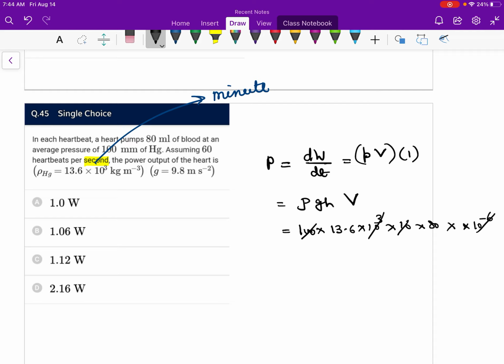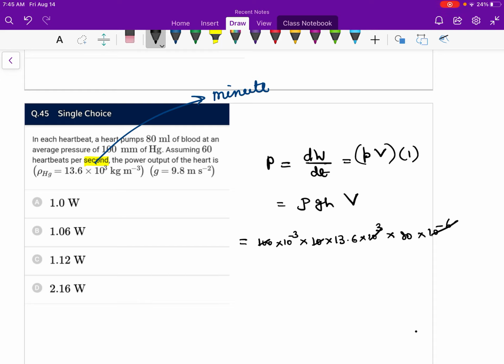So 80 into 13.6, just a minute. Let me substitute once again. Rho g h, where h is 100 mm of Hg, so 100 into 10 to the power minus 3, g is 10, rho is 13.6 into 10 to the power 3, into volume, which is 80 into 10 to the power minus 6. So 10 to the power 3, 10 to the power minus 3, 10 to the power minus 6, these cancel.